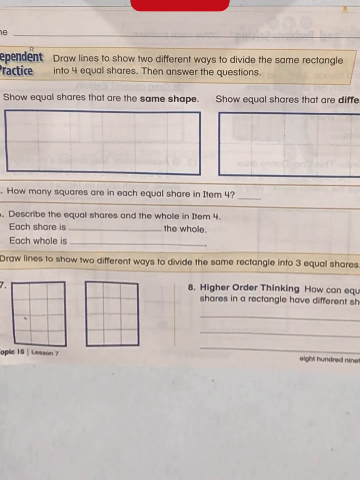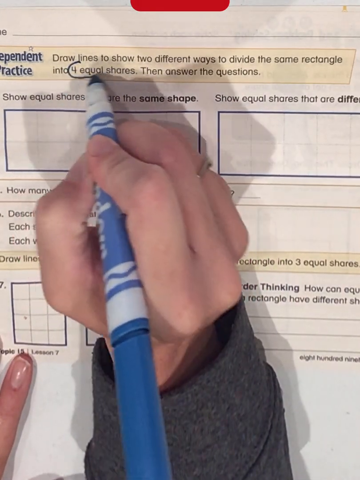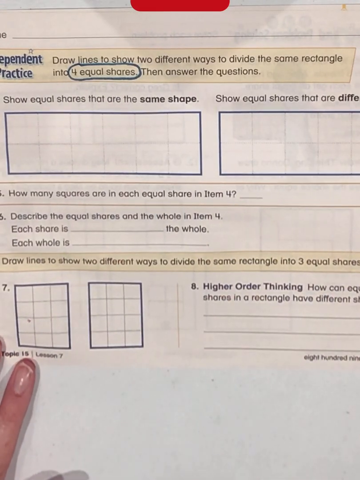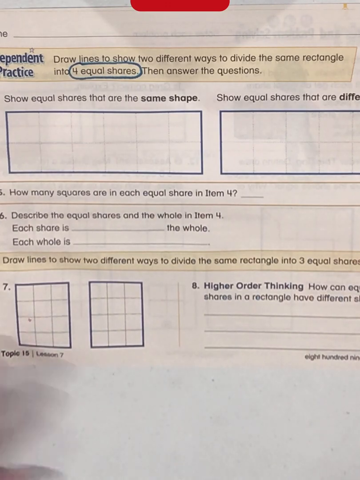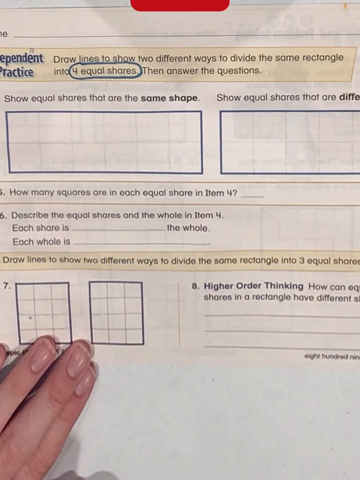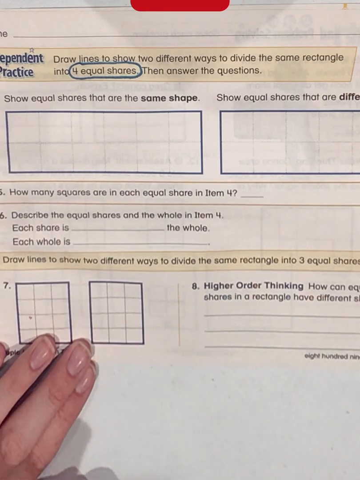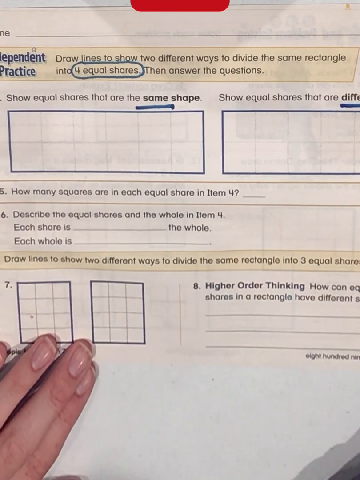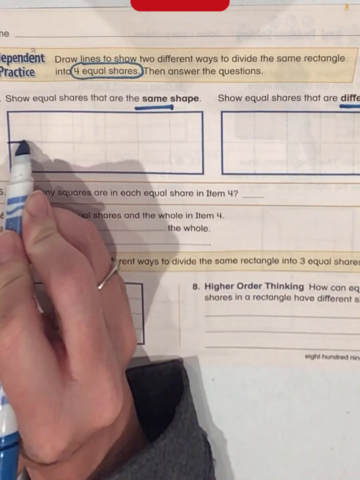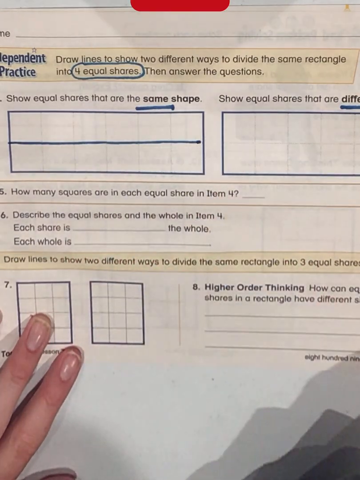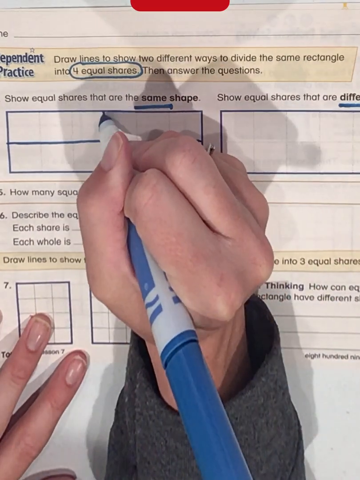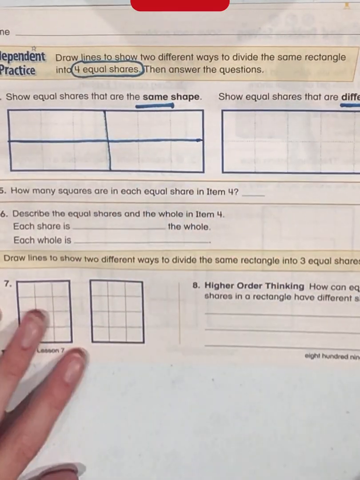All right, so if we turn the page on number 4, you're doing the same thing, except they want you to divide the rectangle into 4 equal shares. Okay, so the first thing you're going to want to do maybe on this first one is figure out how many pieces are going to be in each shape, because this says the same shape. This one has to be different shapes. So we're going to be using rows and columns. So I would start by drawing your row across, and that gives me 6, and I know half of 6 is 3, so I'm going to draw my line for my column 3 over.